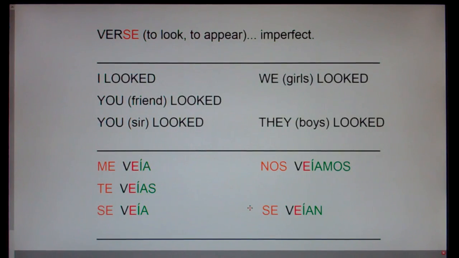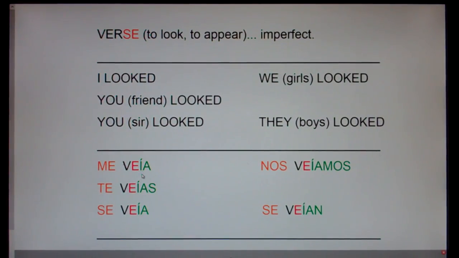Now, it's an imperfect verb, so you chop off the er and add ia, ias, ia, iamos, ian. But notice, it's not vía. You don't just chop off the er and add the ia. It's irregular. You leave the e. So it's veía, veías, veía, veíamos, veían.